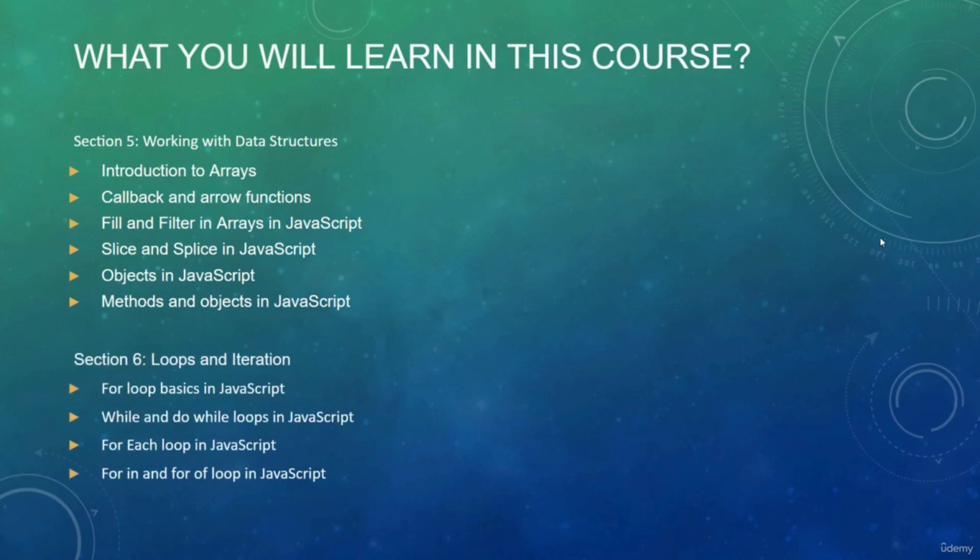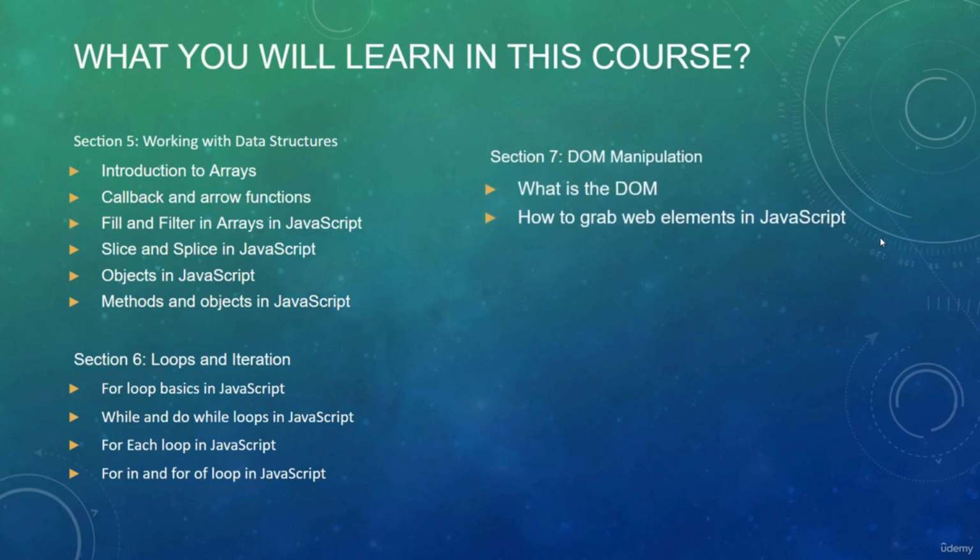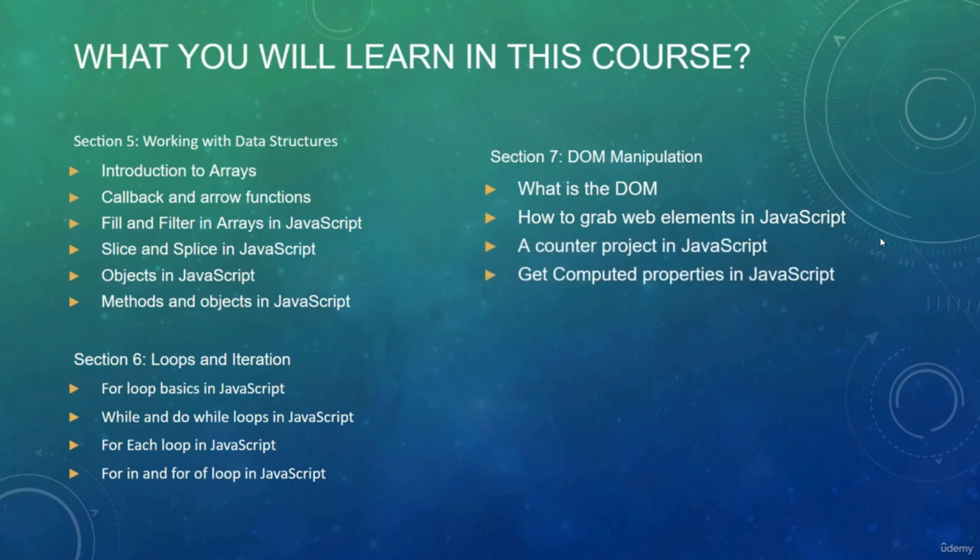In our next section, we will learn about loops. There are different types of loops. We have while, do while, for each, for in, and for loop. So we will cover all these loops. In our next section, DOM manipulation, we will learn what the DOM is and how to grab web elements in JavaScript. Then we will make a project in JavaScript.